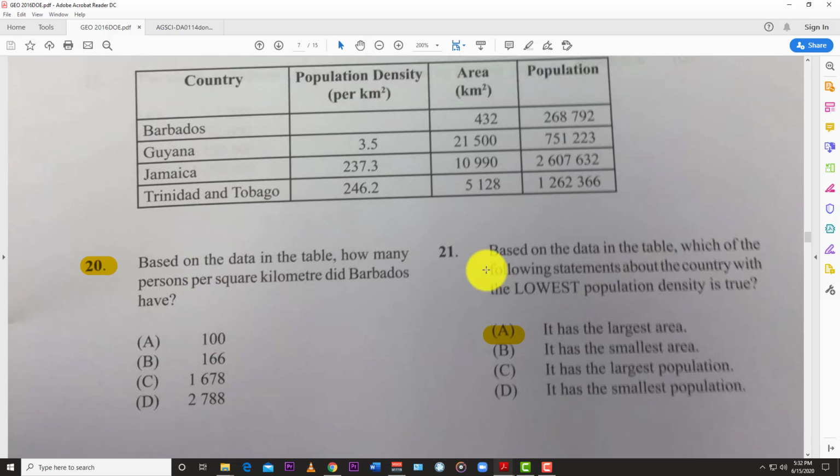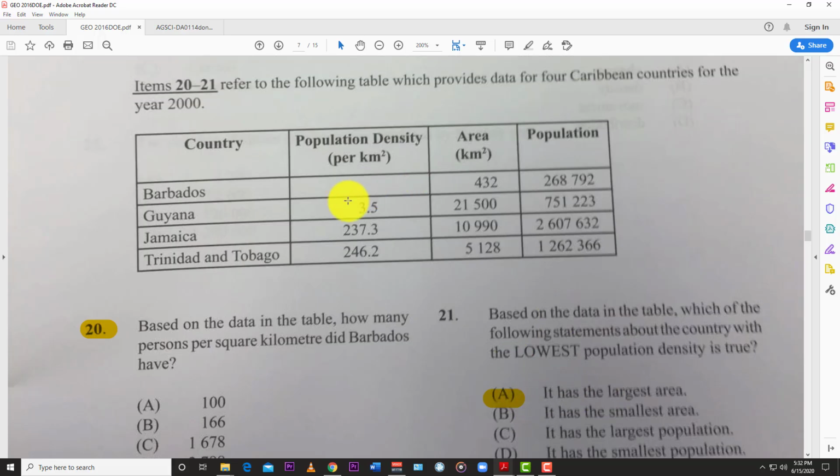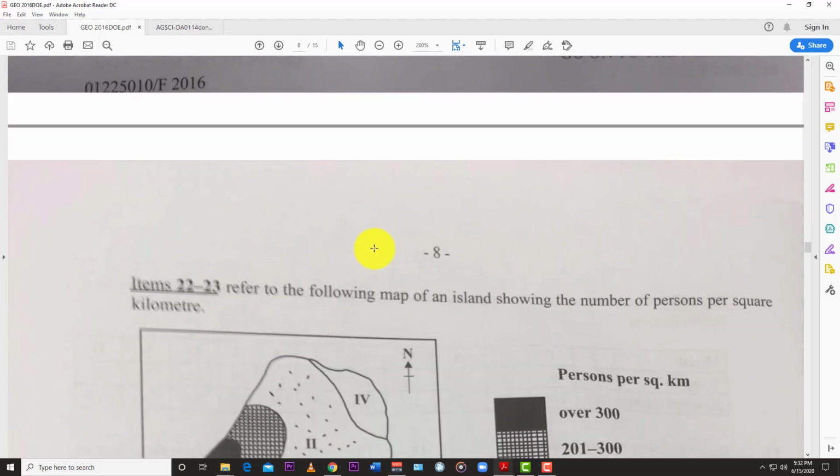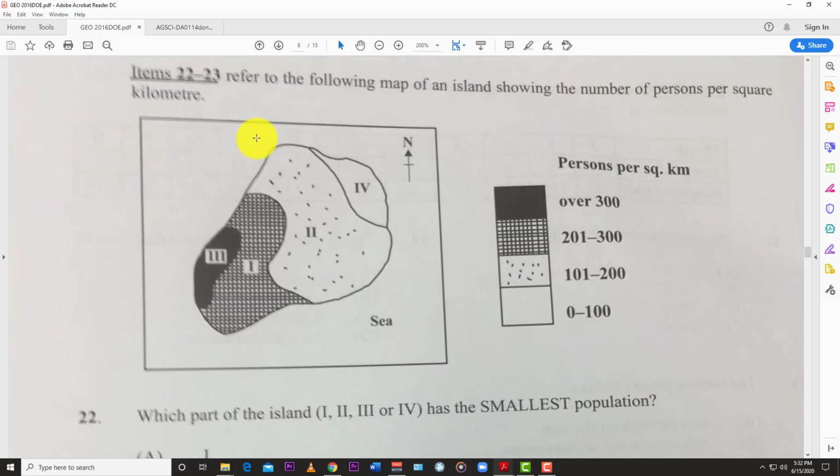21. Based on the data in the table, which of the following statements about the country with the lowest population density is true? We have A, it has the largest area. And that's, of course, Guyana. Biggest area, but the population density is low. Then we have 22 to 23, which refer to the following map of an island showing the number of persons per square kilometer.